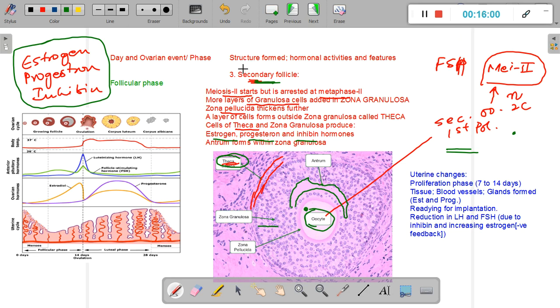Now these are the changes that are taking place in the ovary. So we have reached here, right? We have reached here somewhere next to 7 to 9 days period or 10 days period. So this is the secondary follicle, right? Now what are the changes that are taking place in the ovary?